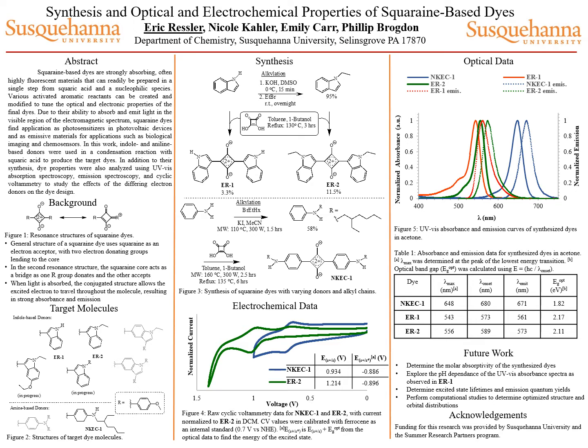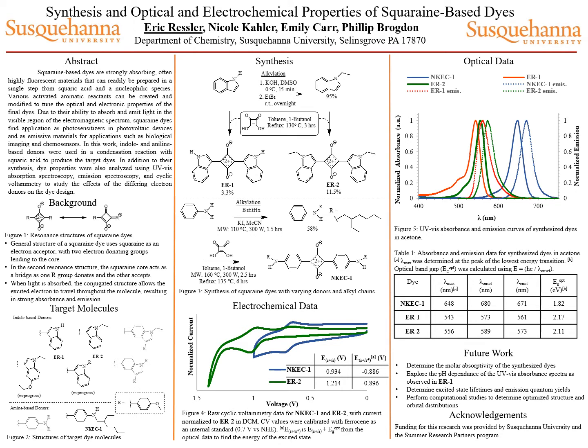The synthesis of these dyes, summarized in Figure 3, included creating a donor. To create donors, we alkylated indole with ethyl bromide and aniline with ethylhexyl bromide. We then did condensation reactions with squaric acid under reflux in toluene and butanol using indole, ethyl indole, and ethylhexyl aniline to create 3 dyes.